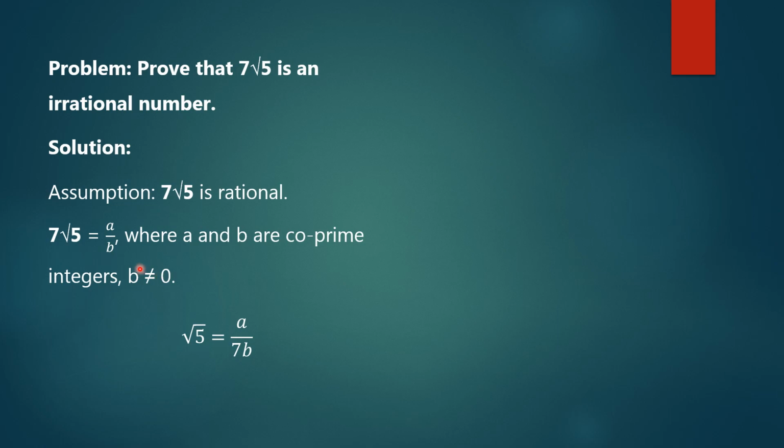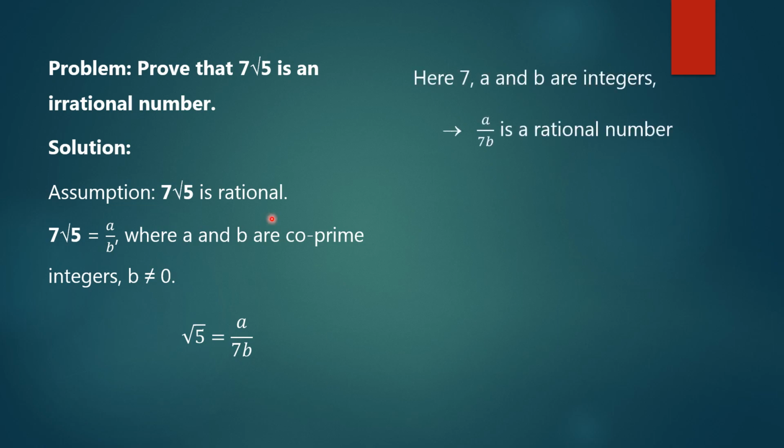Now let me simplify this one. Here 7 is multiplying root 5. If we take it to the right side, it divides. We get a by b into 7, which is nothing but a by 7b. Here a is an integer, b is an integer, 7 is an integer. No doubt a by 7b is a rational number. Here there is no need to simplify like before. Simply, 7 is an integer, and a and b are integers. When these three are integers, a by 7b is a rational number, no doubt.